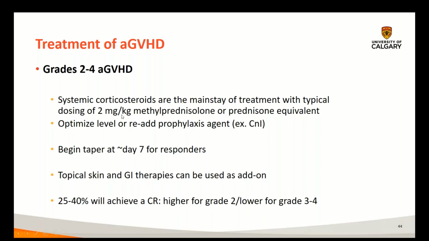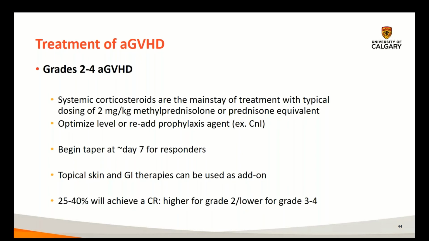Again, this could be center dependent, but this would be a typical dose range of either methylprednisolone or prednisone equivalent. Again, if the patient was on a taper of their calcineurin inhibitor, or if their trough level was running low, you may want to optimize their level or re-add their prophylaxis agent if it had been recently discontinued. For patients who are responding, they would usually begin a taper from these very high doses of steroids at about day 7. And you can also use the topical therapies for the skin and GI tract that I mentioned on the previous slides as add-ons.